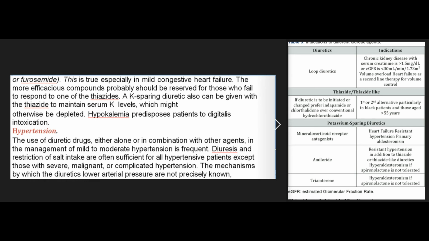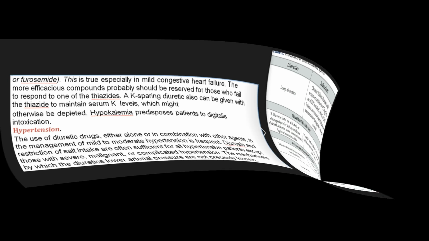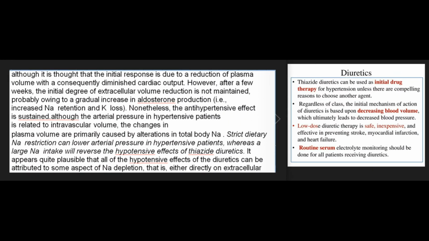The mechanisms by which the diuretics lower arterial pressure are not precisely known, although it is thought that the initial response is due to a reduction of plasma volume with a consequently diminished cardiac output. However, after a few weeks, the initial degree of extracellular volume reduction is not maintained, probably owing to a gradual increase in aldosterone production, i.e., increased Na retention and K loss.